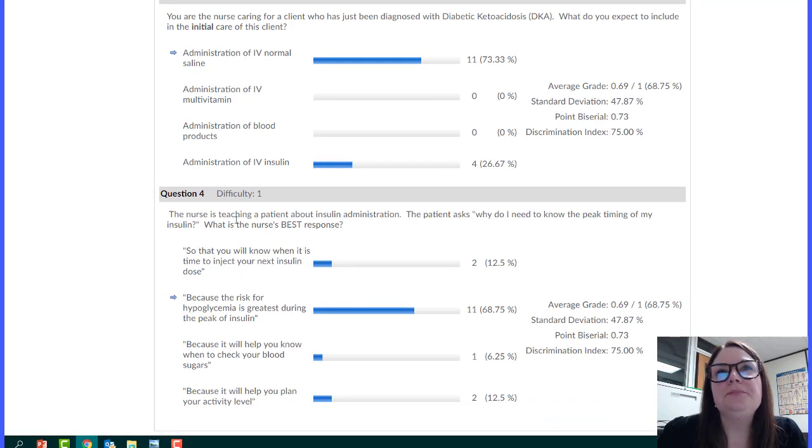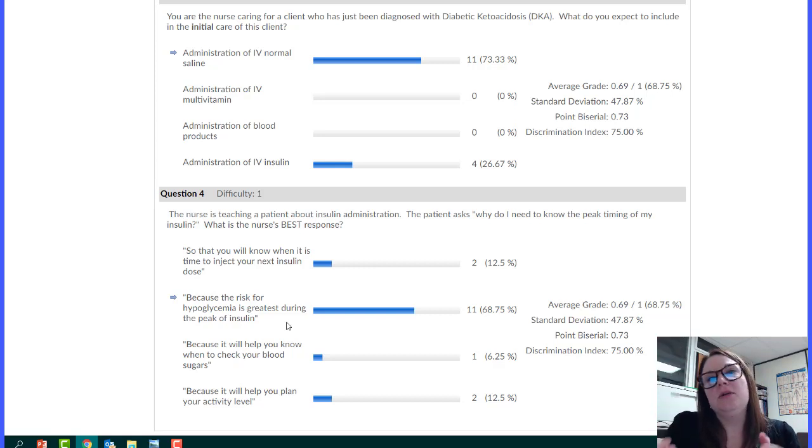Question number 4. The nurse is teaching a patient about insulin administration. The patient asks, why do I need to know the peak timing of my insulin and what is the best response? So all of these things are probably true, but the best and the most important one is that the risk of hypoglycemia is greatest during the peak of insulin. So if we think about our rapid acting insulins, we know they start to work within 15 minutes, but they don't reach a peak until 60 to 90 minutes. So that's the time when they're at their highest, and that's the time we may get hypoglycemia.